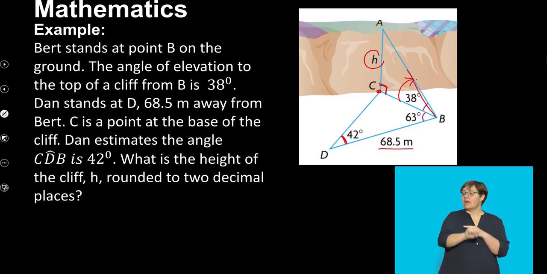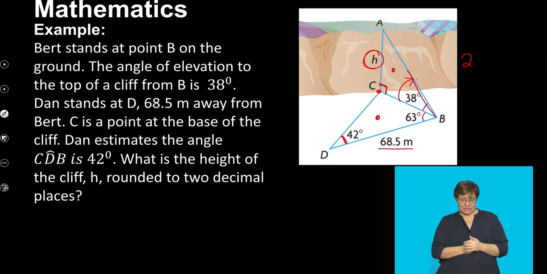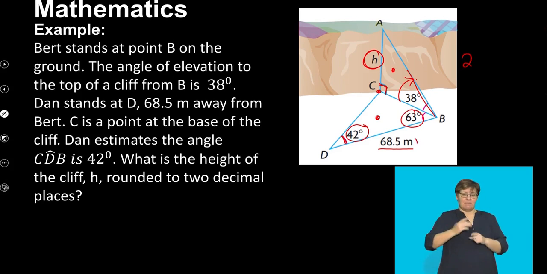So we need to find this. This is a pretty simple 3D diagram because we only have 2 planes. We've got the horizontal plane, BCD, and the vertical plane, ABC. ABC is a right angle triangle, which means we need 2 bits of information for ABC. As it stands, we only have the angle, so we cannot solve that triangle. But if you look at the triangle CDB, we've got 3 bits of information: 2 angles and a side.